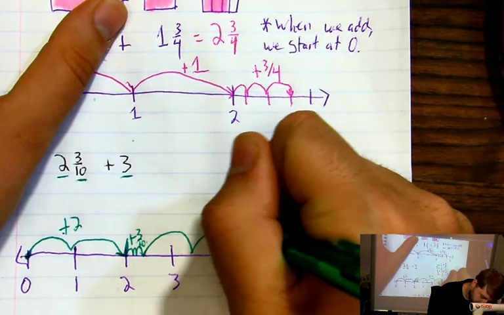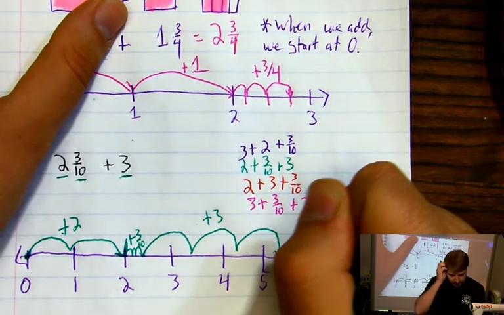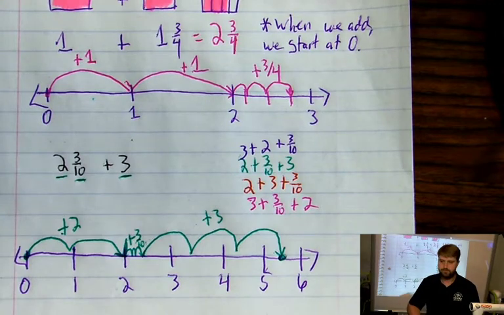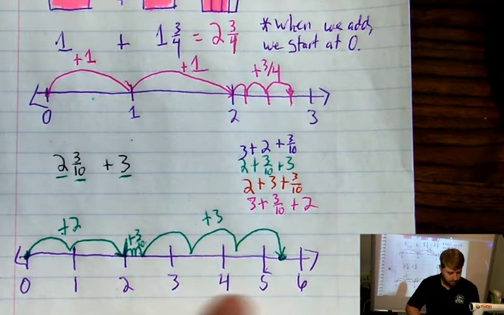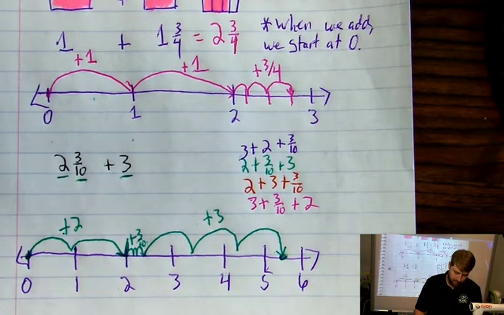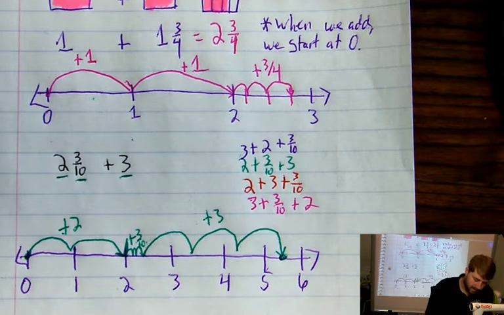And we get here. That went a little farther than I would have liked, but it'll work. So we went 2, then we went 3/10 more, and then we went 3 more after that. Now let's take a look at our red order.